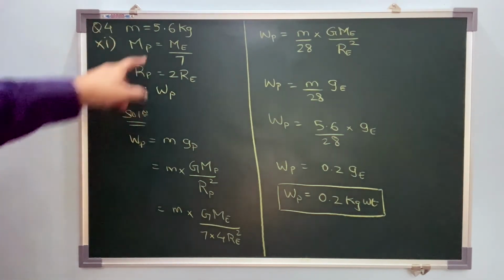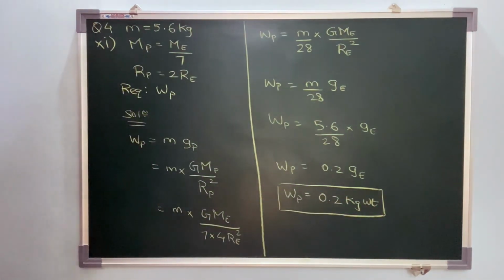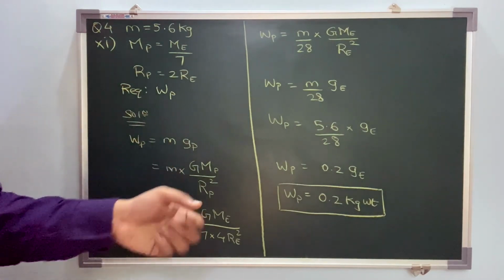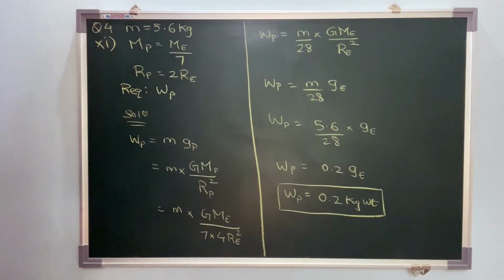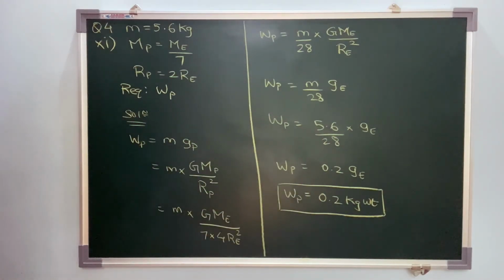What is happening is, when I say 5.6 kgs has become equivalent to 0.2 kg weight, it means that if I put this object in a bag and lift it on Earth, it will feel as if it is 5.6 kilos. But this same bag, if I take it to this planet and lift it again with my hand, it will feel to me as if it is 0.2 kgs. That means my hand will feel the same amount of force that I would feel if I lift a 200 gram, 0.2 kg object on Earth.